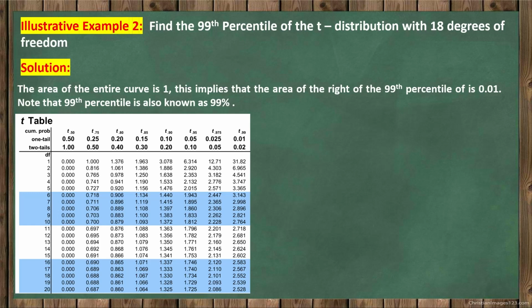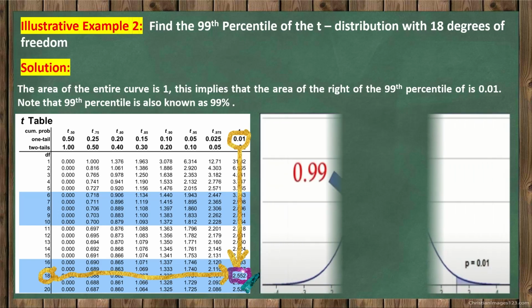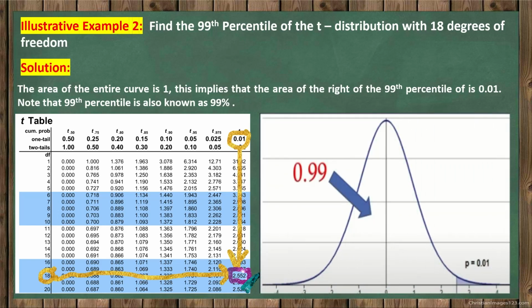In this case, our area will be 0.01, and then our degrees of freedom will be 18, and their intersection will be 2.552. So ito po ang magiging itsura. Ito po yung 0.01, yun yung area, and then yung 0.999 will be almost the whole distribution.